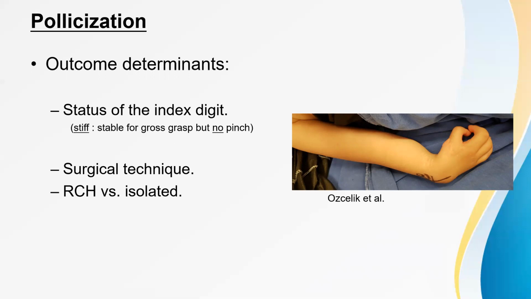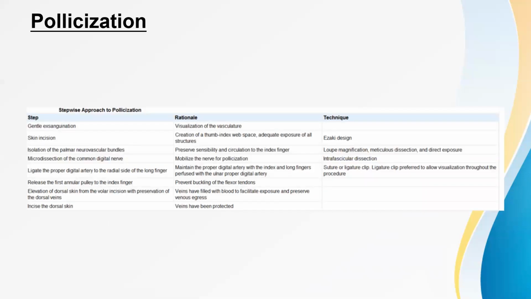Presence of associated radial club hand or absence of radial club hand. Usually thumb pollicization without a radial club hand deformity gives a better, more predictable outcome. The steps that we need to take care of during pollicization begin from the S marking, which aids in visualizing the vasculature, proceeding to skin incision to create adequate flaps and plan them well, proceeding to identification of all major neurovascular bundles, digital nerves and arteries, and steps to prepare them for the transfer procedure.